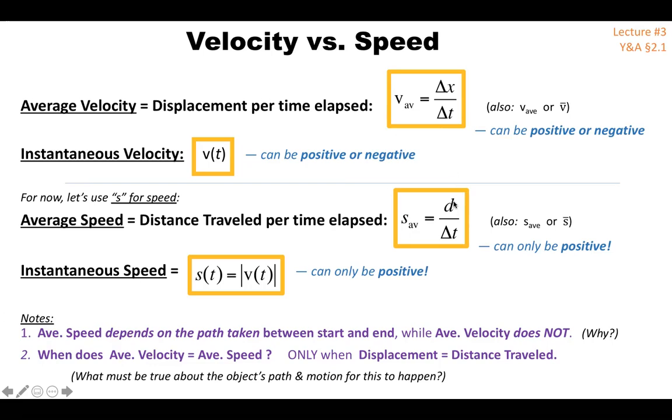It will often be the case that, except for the very simple case of an object moving only along a straight line and only moving in one direction, like only forward or only in reverse and never doubling back, that's the only time that the average speed and the average velocity are going to have the same value, at least to within a factor of -1, right? One might be the absolute value of the other. Otherwise, the average speed and the average velocity will often be different because it's the distance traveled and the displacement that are different, not the times. The times will almost always be the same.